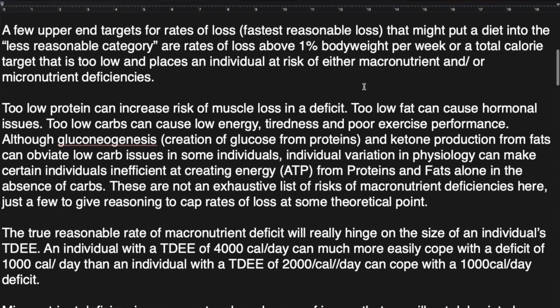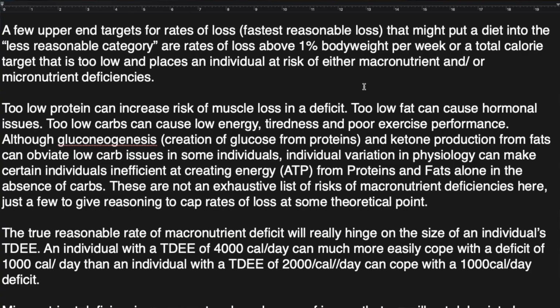A few upper end targets for rates of loss, the fastest reasonable rates of loss that might put a diet into the less reasonable category or medical supervision category, are rates of loss above 1% of body weight per week, or a total calorie target that is too low and it places an individual at a risk of either macronutrient and or micronutrient deficiencies. Too low of protein can increase risk of muscle loss in a deficit.